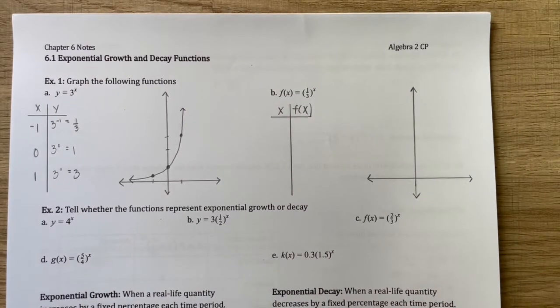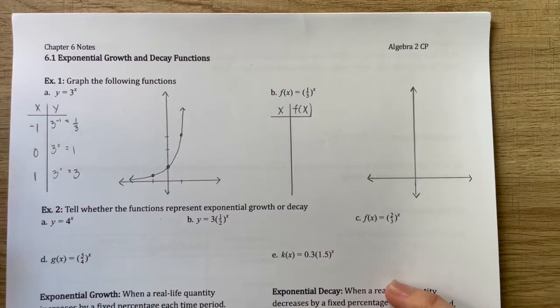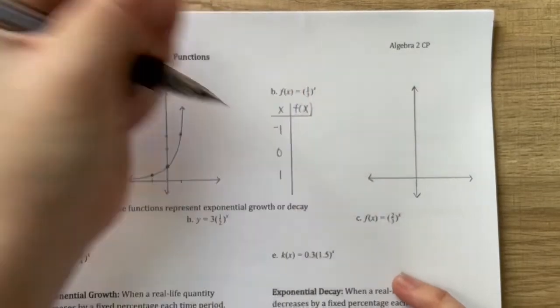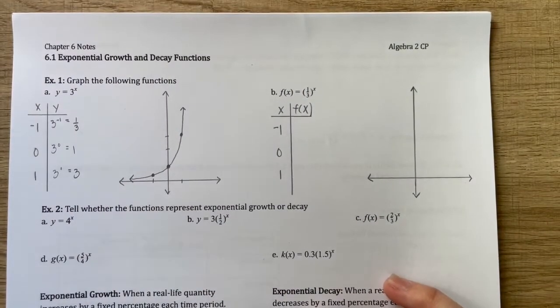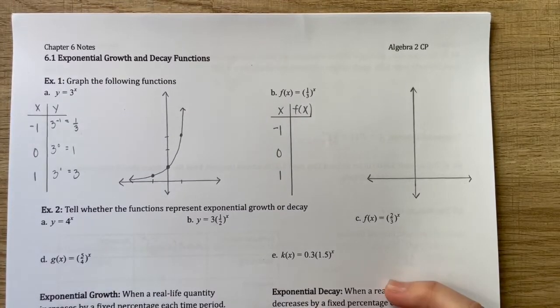And then for b, f of x equals 1/3 to the x power. So we're going to use the same values for x on our table. We're going to use -1, 0, and 1. We can use that for any exponential function. And an exponential function is just like a number raised to a variable exponent. So like we have an x as our exponent here and an x as our exponent here. So that makes these exponential functions.